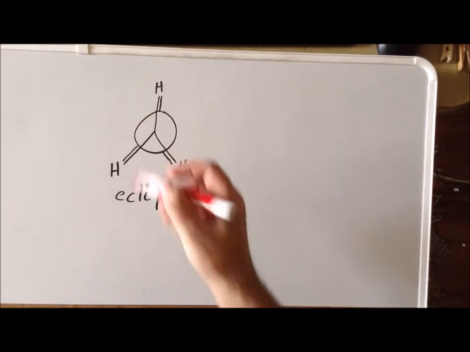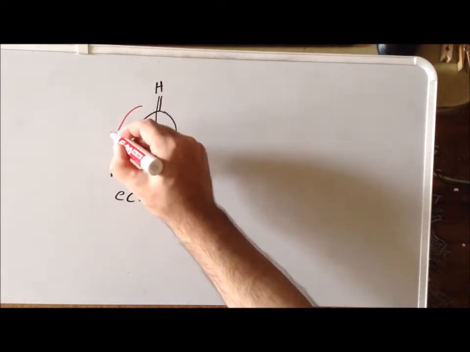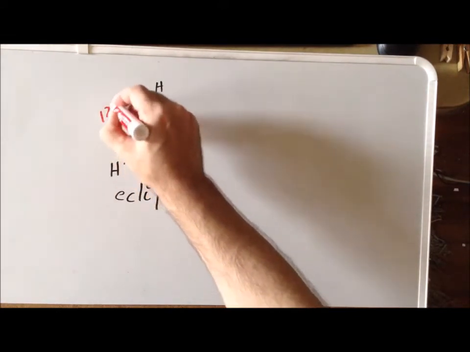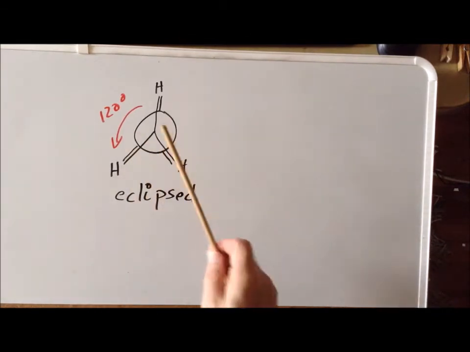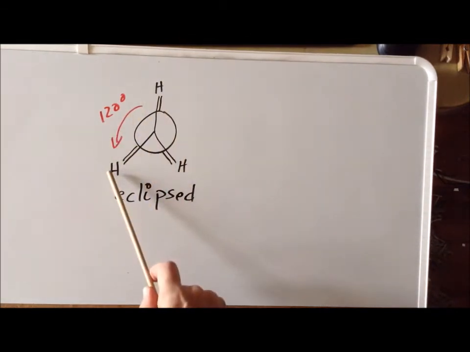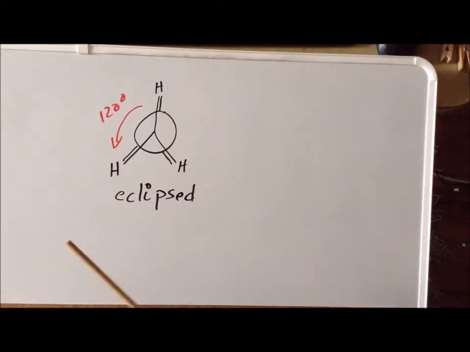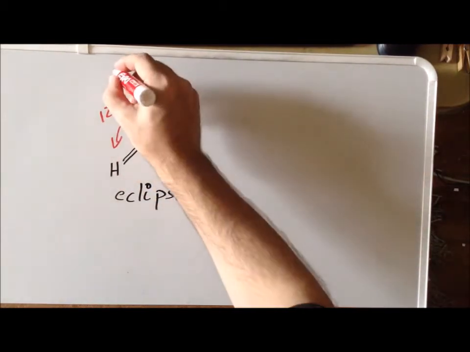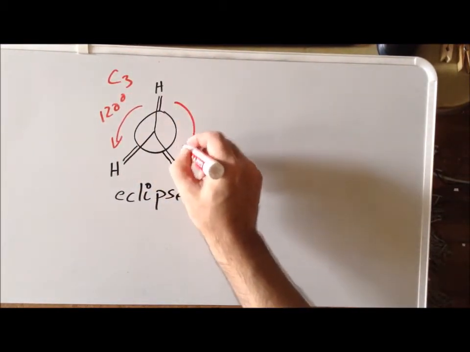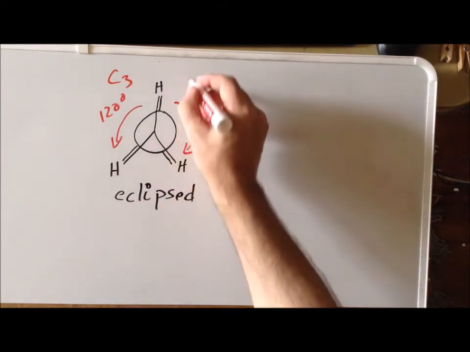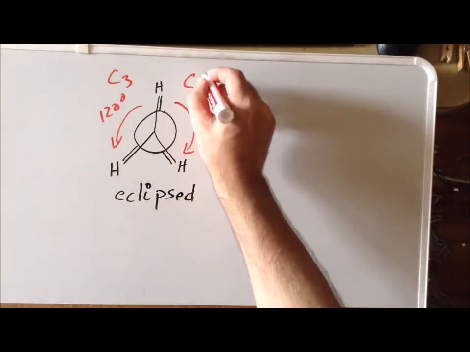For example, if we do a 120-degree rotation here, it's clear from the projection that this hydrogen will go to that hydrogen, this hydrogen will go to that hydrogen in front, and the same for the hydrogens behind. So it's clear that we really do have a C3 rotational axis. By the same token, we also have a C3 in the opposite direction, or C3 minus 1, for example.